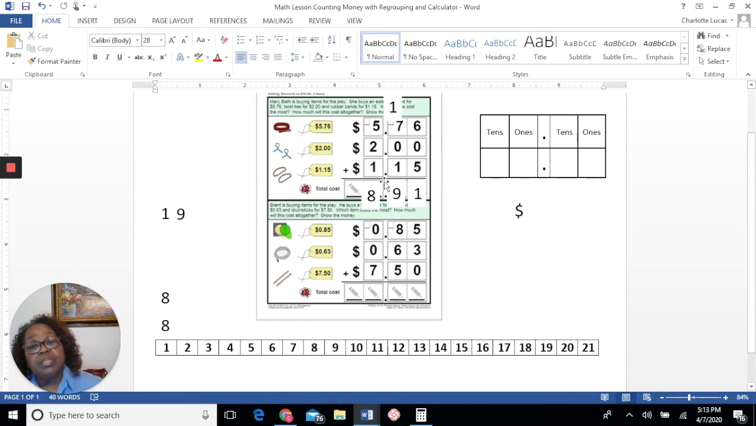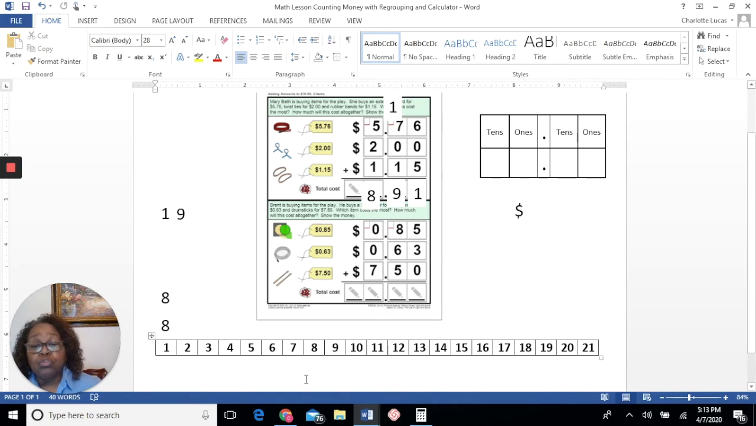All of our decimals are lined up. All of our ones are lined up. All of our tens places lined up. And all of our dollars on the left-hand side are all lined up. And they equal. Well, you did a great job with that. Let's try the next one.